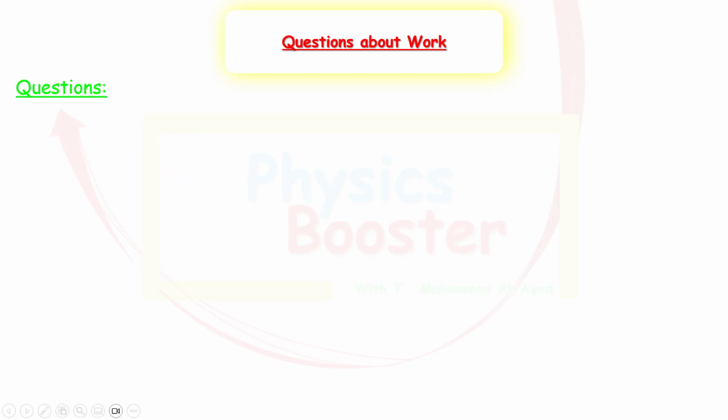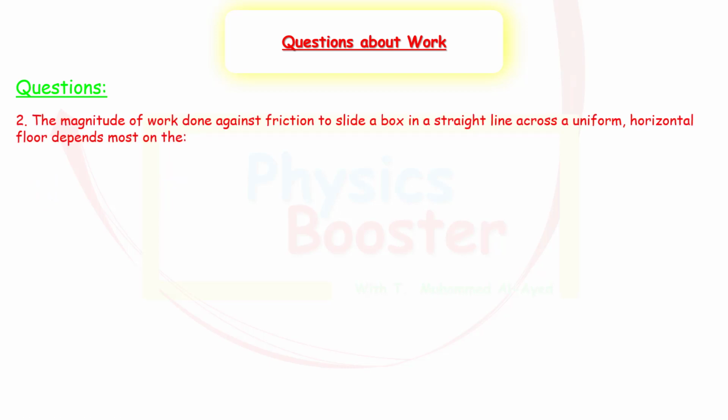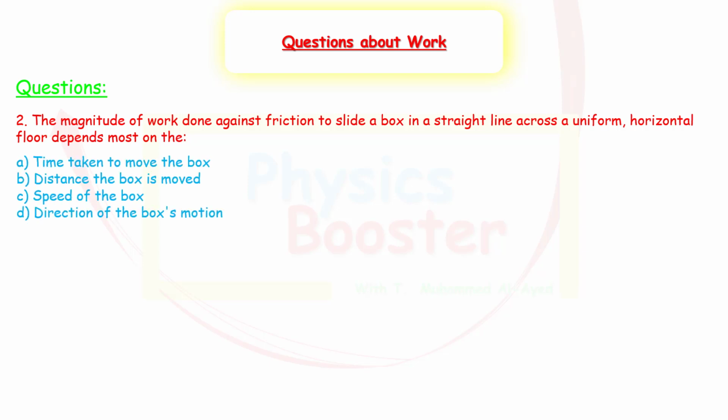Question number 2. The magnitude of work done against friction to slide a box in a straight line across a uniform horizontal floor depends mostly on: first, the time taken to move the box; second, the distance the box moved; the speed of the box; and the direction of the box. Actually, it's not something we ever talked about, so let's take it simple. We know that the work is equal to the force multiplied by the distance. It's asking me about the magnitude of the work done, so we can just forget about this sentence right here. It doesn't really have to do with our question.